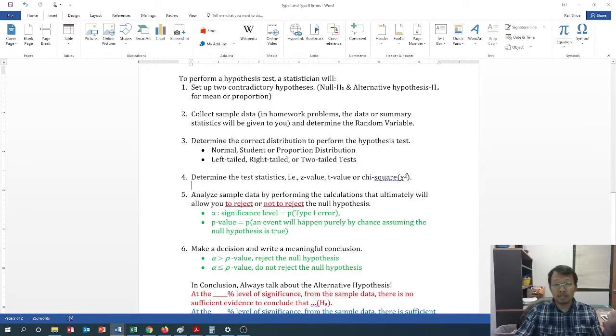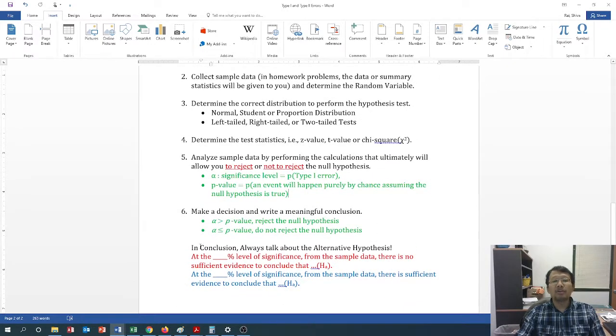That's the test statistic. Usually the significance level is given. If it is not given, then by default we consider alpha equals 0.05. That's 5%, or a 95% confidence level. This will help us reject or not reject the null hypothesis. Alpha is the significance level, which is the probability of a type 1 error. The p-value is the probability of the event happening purely by chance, assuming the null hypothesis is true. Once the p-value is figured out, you compare it with alpha. If alpha is greater than the p-value, then we reject the null hypothesis. If alpha is less than or equal to the p-value, we do not reject the null hypothesis.